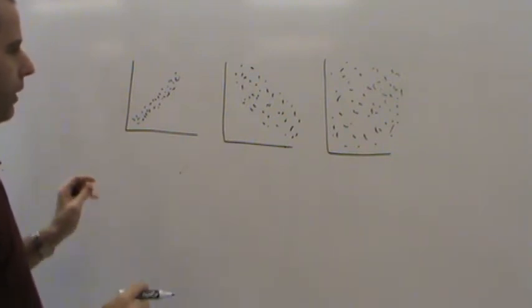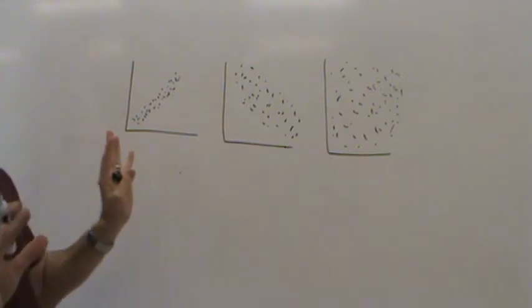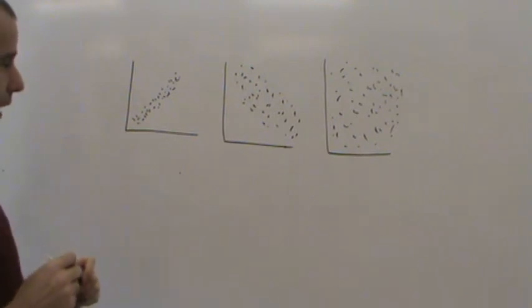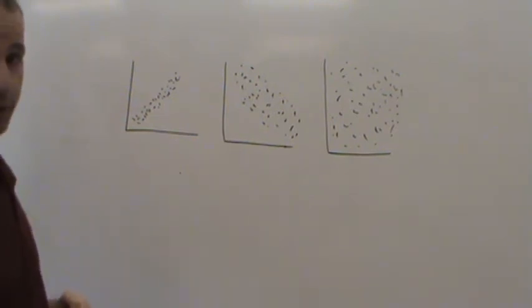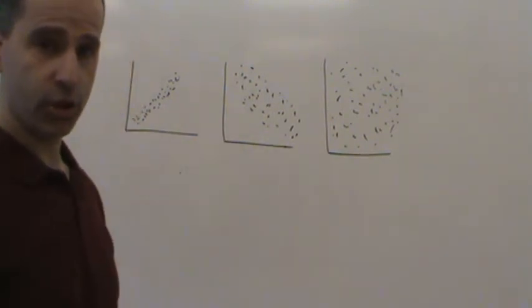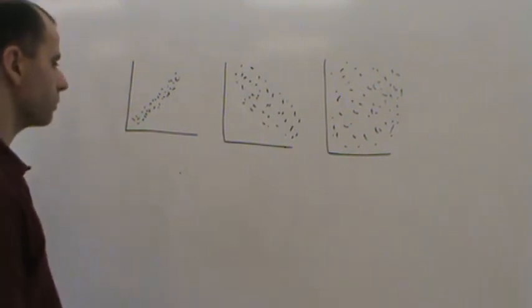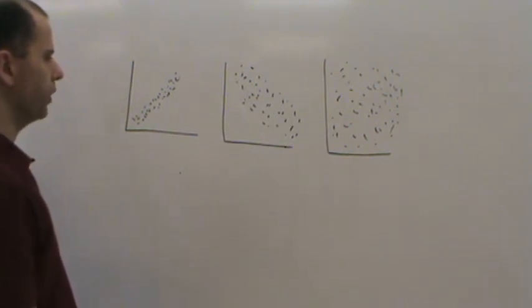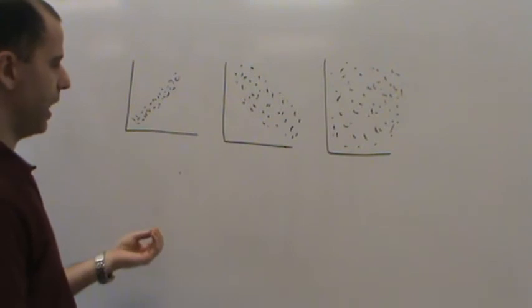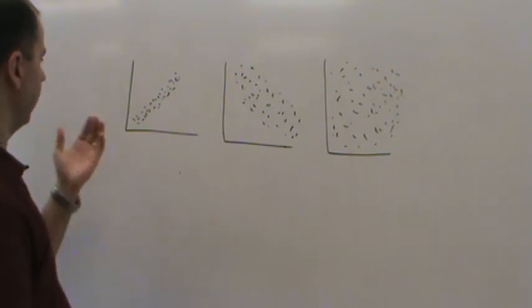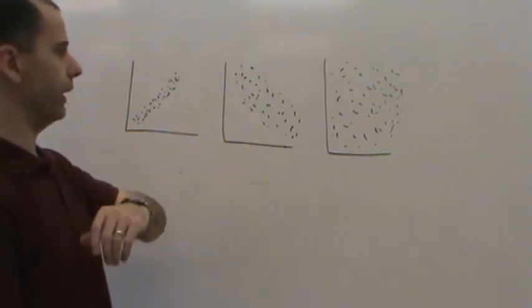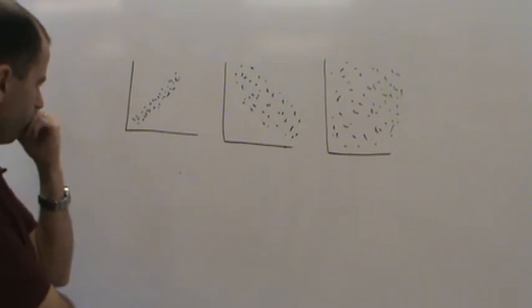Keep in mind, we're going to be dealing with linear correlation for this class. So we're not going to be dealing with nonlinear relationships, even though they do exist. So there's linear versus nonlinear. There is strong, moderate, and weak, or no correlation.